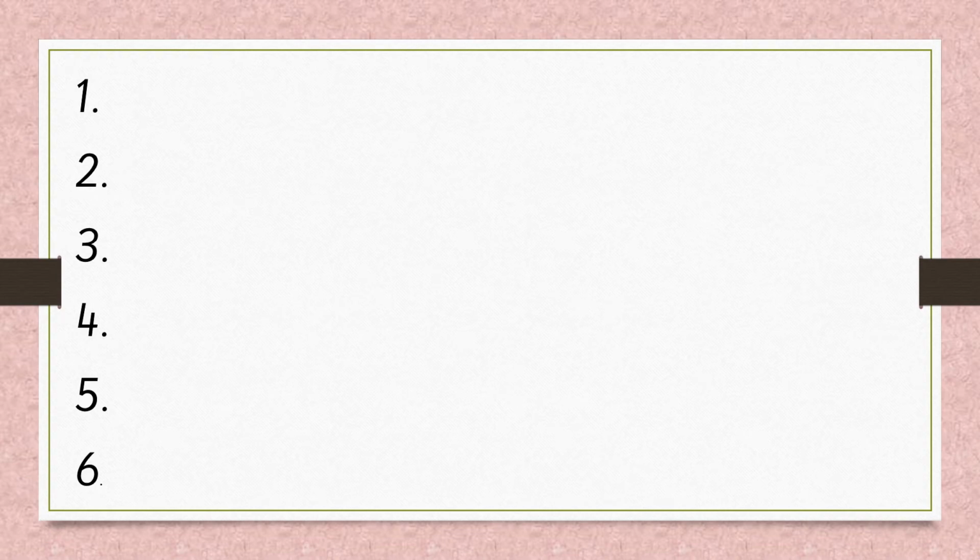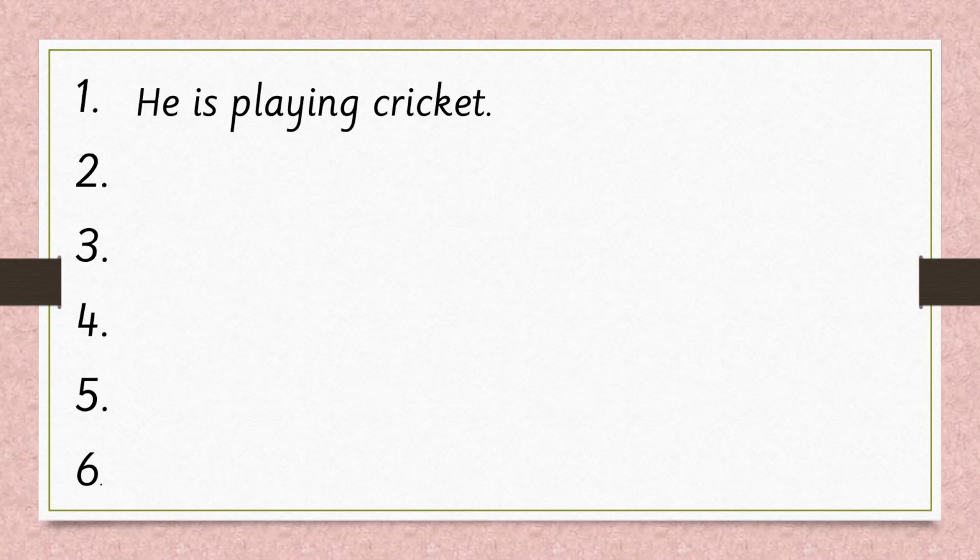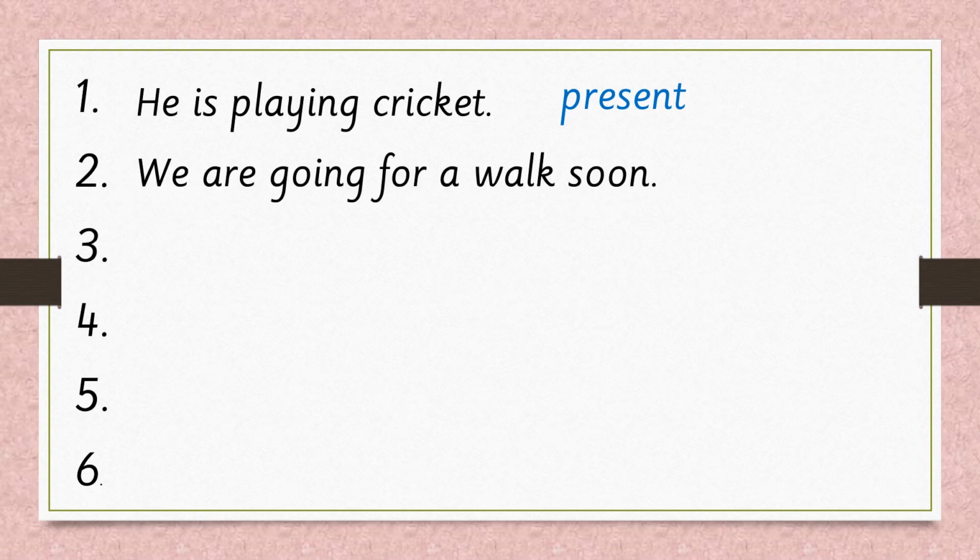Okay, let's see what your answers should be. Number 1, he is playing cricket. Present. He is playing cricket. It's happening now. Number 2, we are going for a walk soon. What is that? Future. We are going for a walk soon. We're not walking now. We didn't walk earlier. We are going.